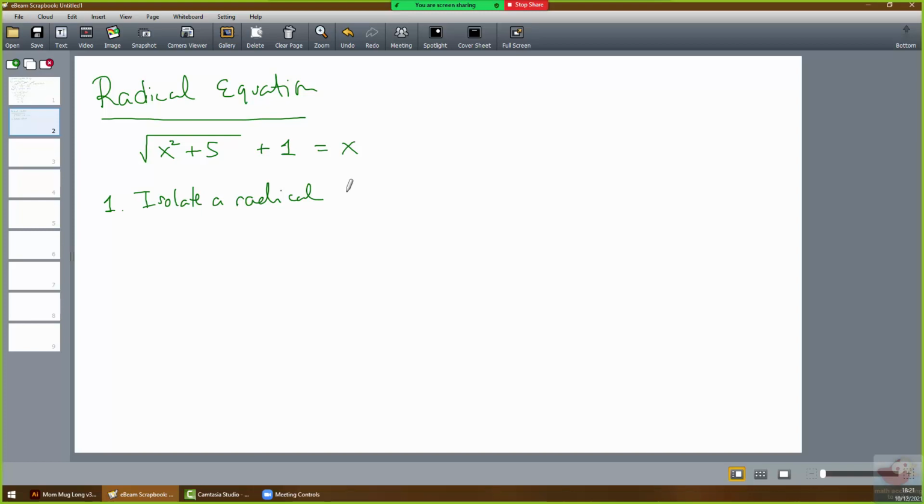The reason it says isolate a radical instead of isolate the radical is because you might have more than one radical. If you have more than one, it doesn't matter which one you isolate, as long as you isolate one. So radical equals something that's not that radical. So in this case, step 1, we will subtract 1 from both sides. We'll talk about why step 1 is very important.